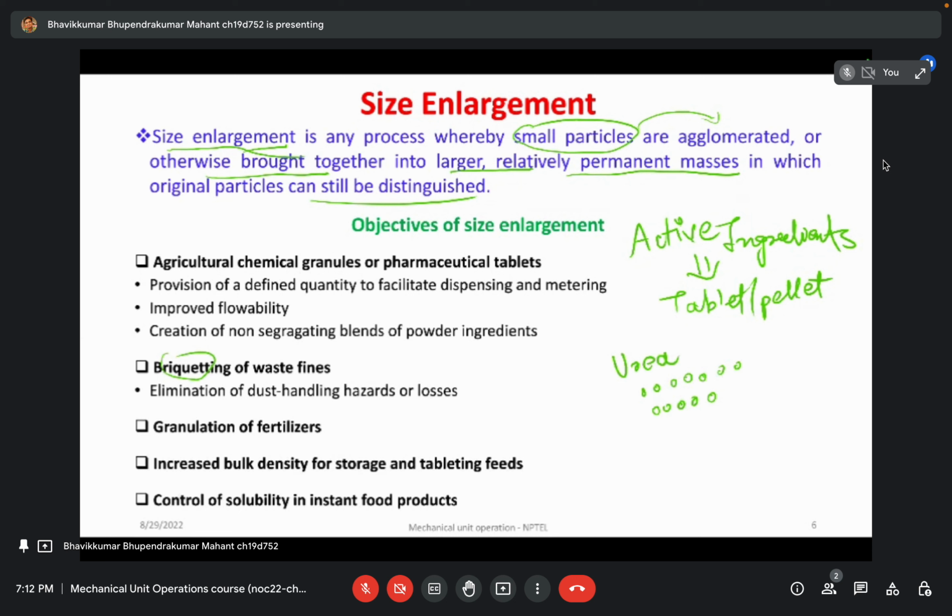Now, increase bulk density for storage in tableting feeds. We can increase the bulk density, yeah, definitely, and we can control the solubility of instant food products. So we can control the solubility of instant food products by using size enlargement.